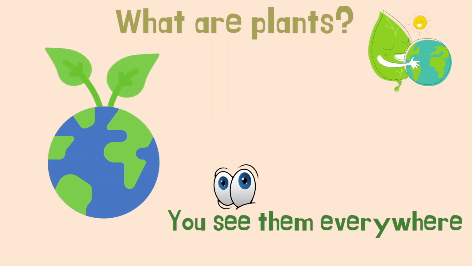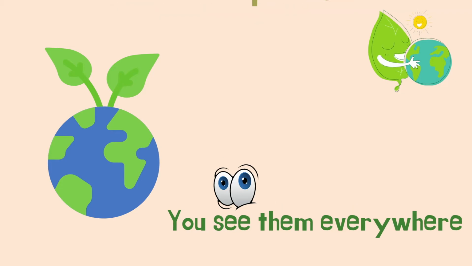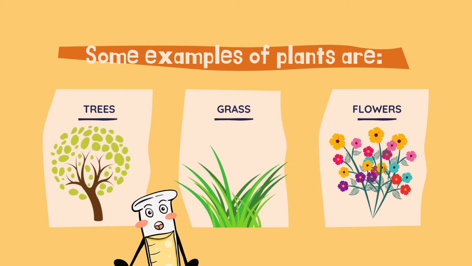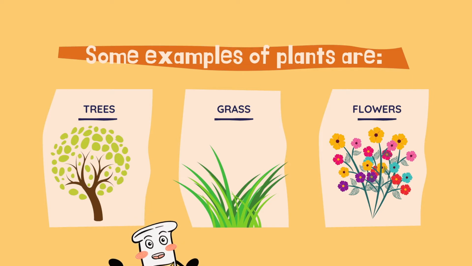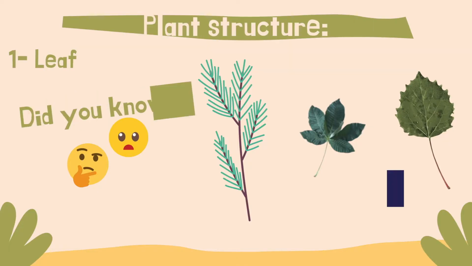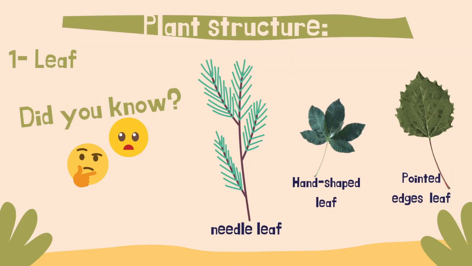And did you know that plants cover a big part of the planet Earth? And that's why you see them almost everywhere. So, some examples of plants are trees, grass, flowers, and the list goes on and on and on. Now that we know what plants are, how about we learn a bit more about the plant structure? All the plants have 3 things in common.